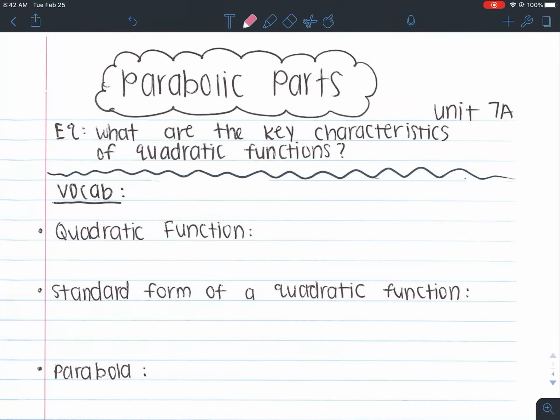We are in Unit 7A. Our essential question is, what are the key characteristics of quadratic functions? So this is our first day in Unit 7, and the first time we're really talking about quadratics in depth. Now the last time we saw quadratics was really in Unit 2. We did learn how to factor in Unit 6, which is going to be a helpful thing for us in Unit 7, so that's why we spent so much time on it. But this is really going to be the first time we see it in depth. So it may look unfamiliar at first, but it is something that you've seen just a while ago.